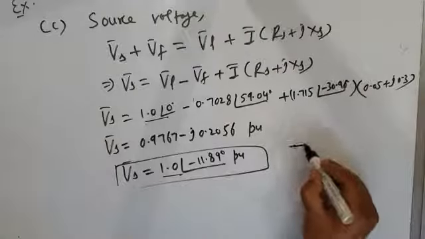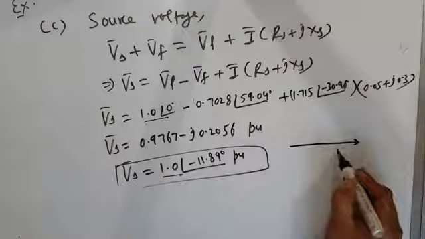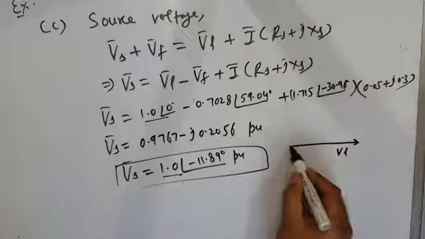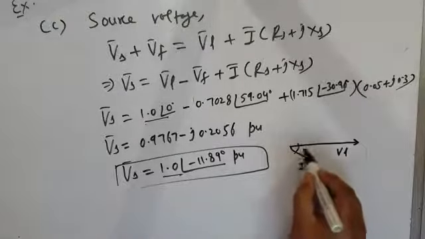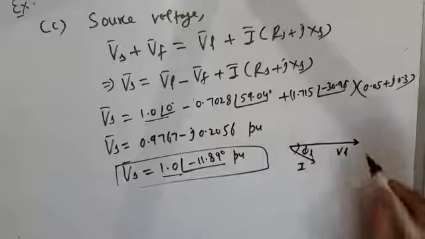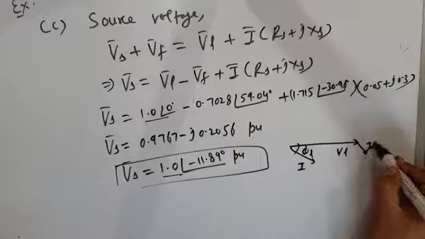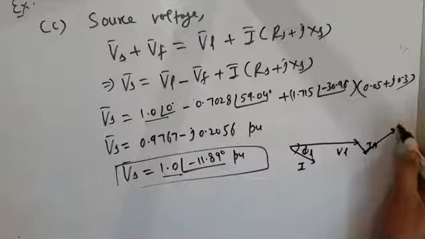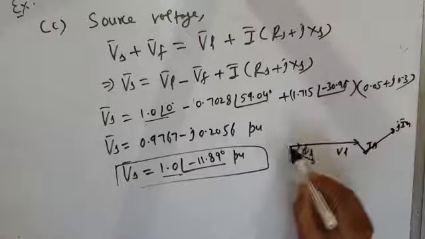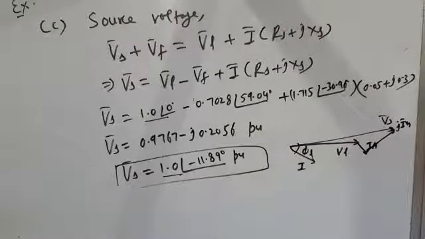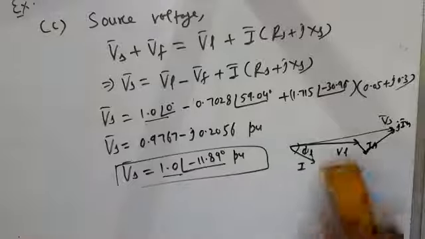ये मैं phasor diagram फिर से draw करूँगा आपकी reference के लिए. This was VL और this was I, this was phi L, ये आपका ये था IRS, ये JIXS था, and this was your source voltage VS. और I am falling short of space here. चलिए यहाँ मैं ड्रॉ करता हूँ.